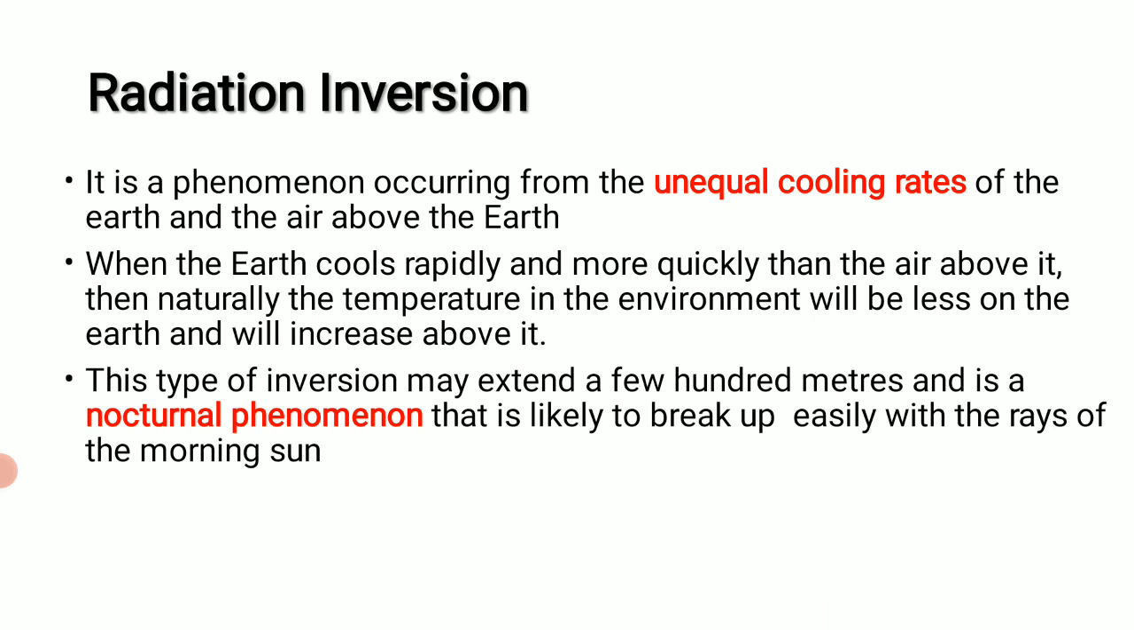Radiation inversion is a phenomenon that happens due to the unequal cooling rates of the earth and the air above the earth. You know that the earth cools more rapidly than the air above it. So naturally the temperature in the environment will be less on the surface of the earth than above it, and this condition will exist over a few hundred meters. It is a nocturnal phenomenon which will eventually break up with the rays of the morning sun.